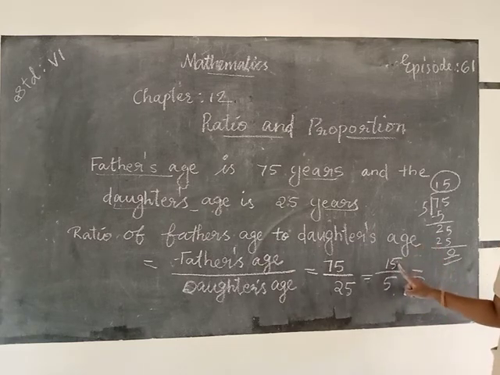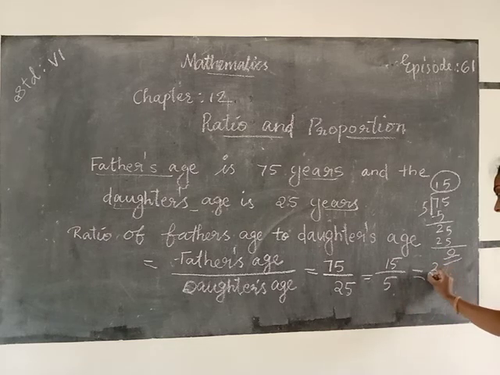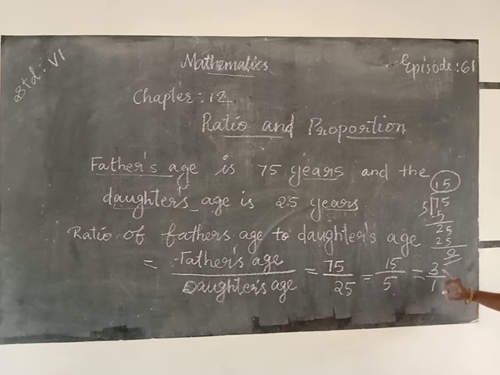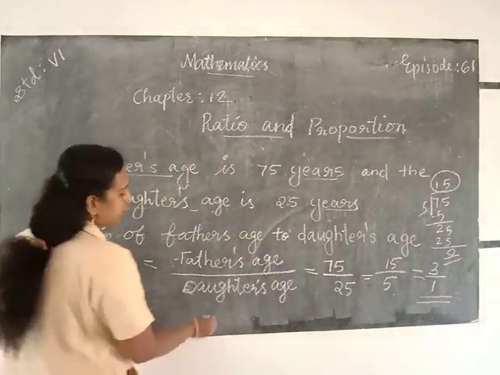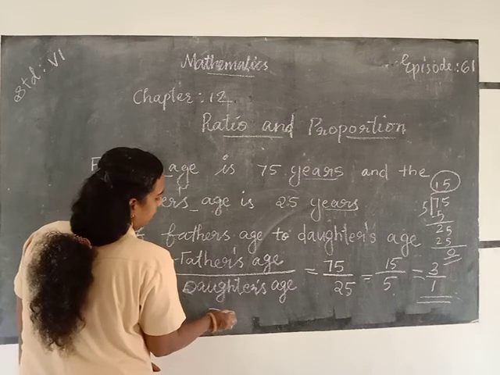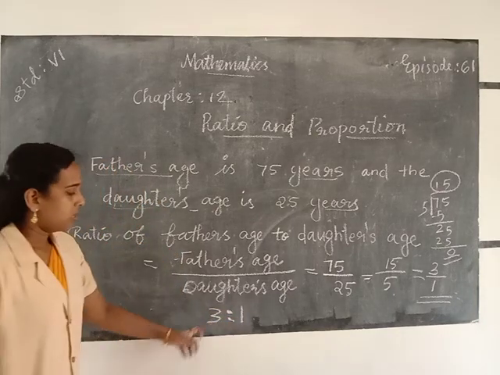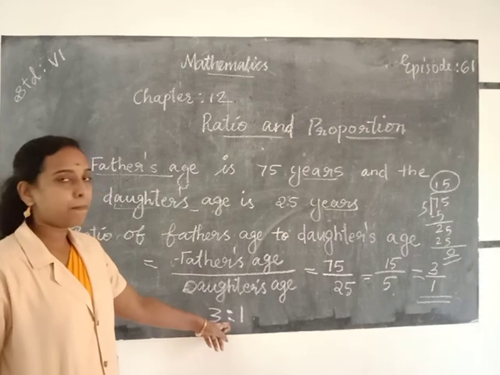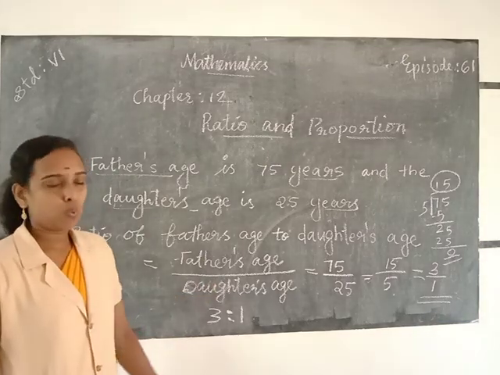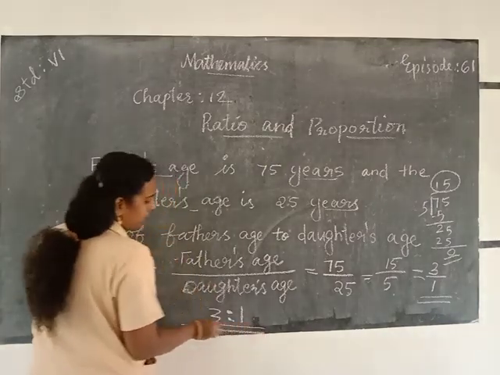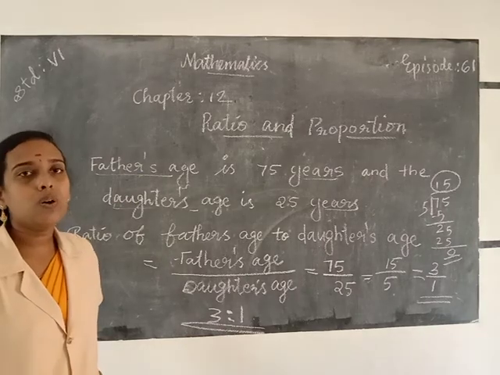How many 5s are 15? 3 5s are 15. And 5 divided by 5 is 1. So we get 3 by 1. There is no common factor between 3 and 1, so this is the simplest form. Then we can write the ratio. The required ratio is 3 is to 1. You write the numerator, then the symbol of ratio, then the denominator, that is 3 is to 1.